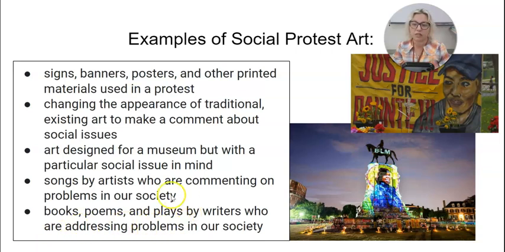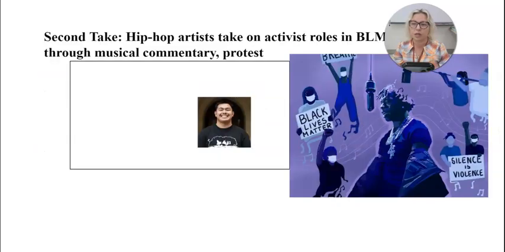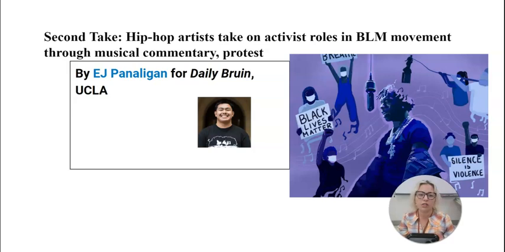And of course, this is where it fits in our unit, since we are going to be reading a play that is considered a piece of social protest art. An article by E.J. Penaligan for Daily Bruin of UCLA talked a lot about how rap is a kind of social protest art and how it always has been.